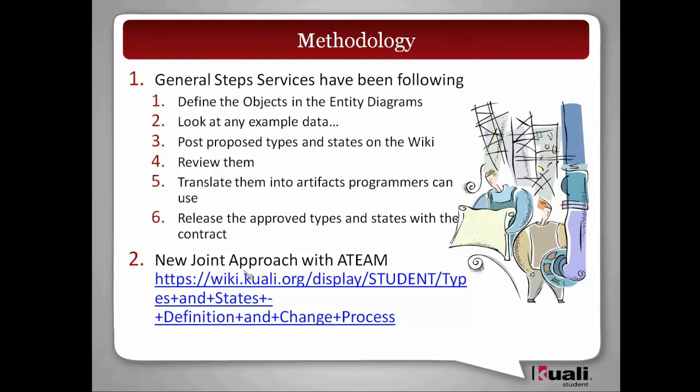For states, we look at the process diagrams that have been posted, often in the requirements gathering phase. There are a lot of process diagrams, and you can then see where things are controlled. You look for words. There are certain key words you might look at, and you review them, and you translate them into proposed types and states.